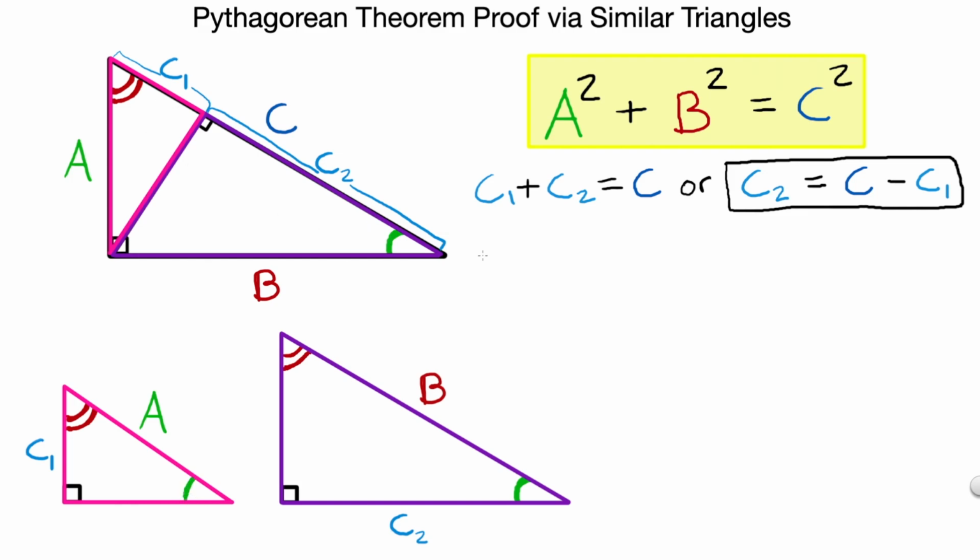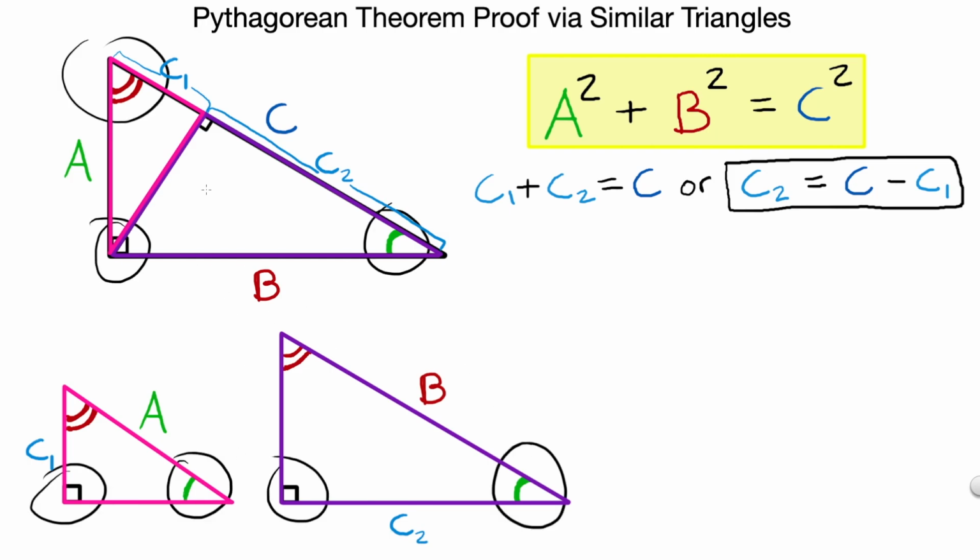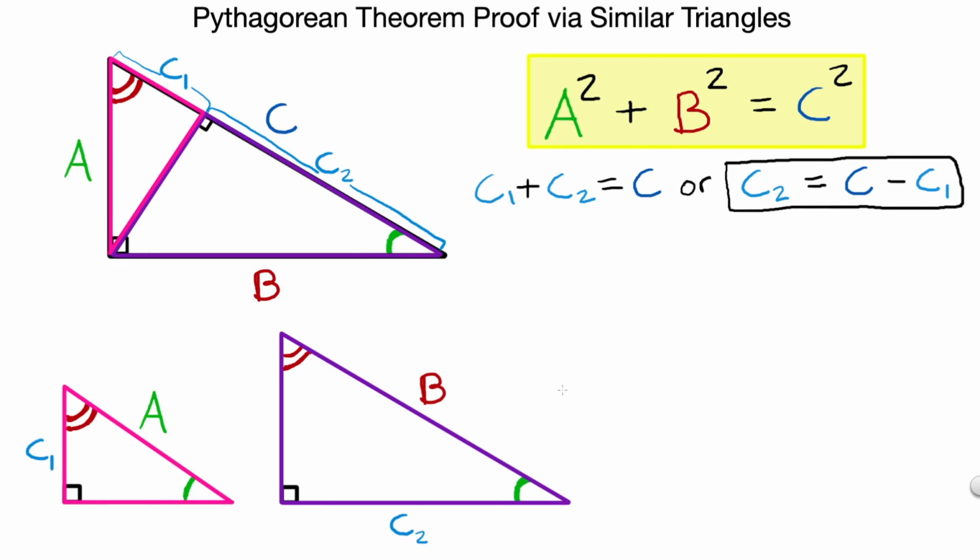Now recognize all three triangles have the same angle setup: right angle, green angle, and red angle. This makes all three of these triangles similar to each other, which has many special properties. Most importantly, we can write the side lengths as ratios of each other. Here are the biggest takeaways from this relationship.